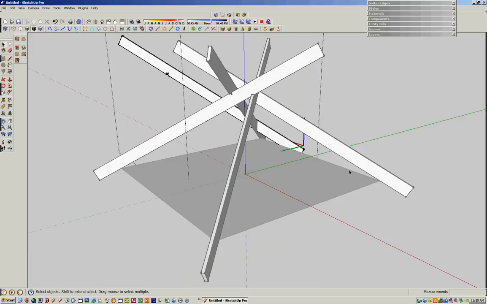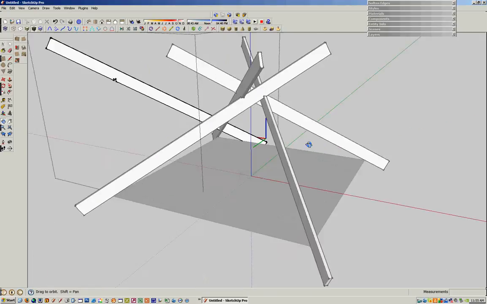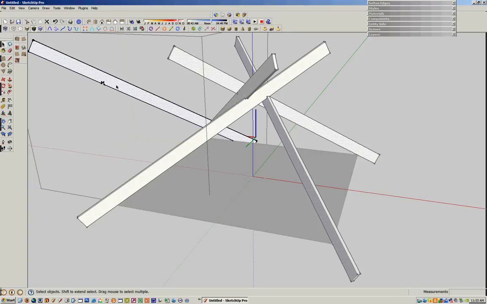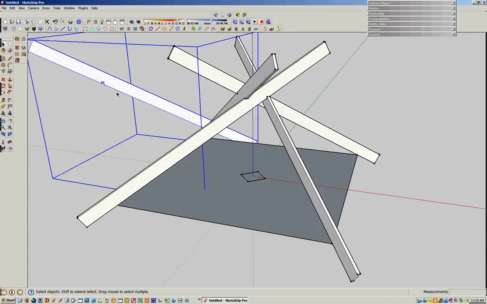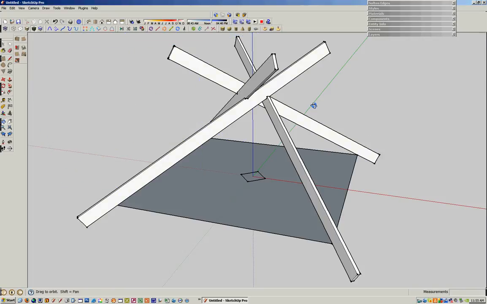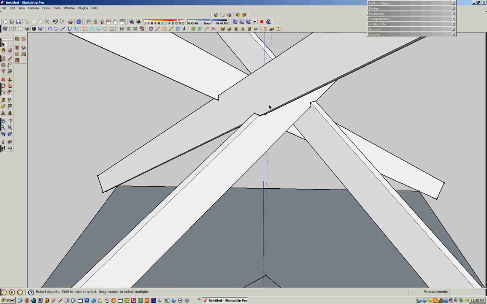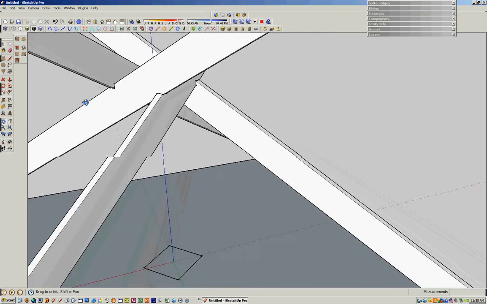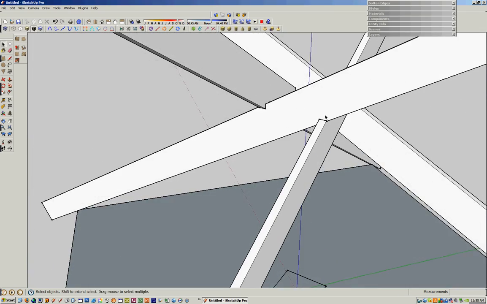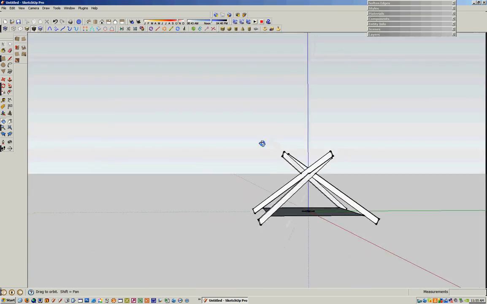Let's go back to seeing the whole thing. We'll get rid of that one that we took out. Get rid of that one. And then you can see that those joints have been cut, and there they are fitting together perfectly. Kind of cool, huh?